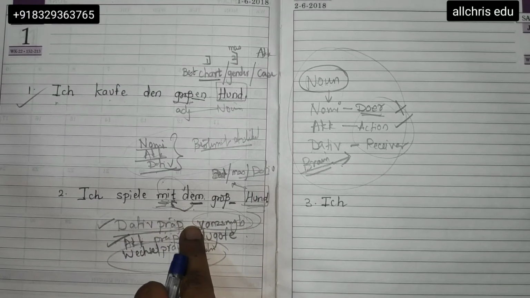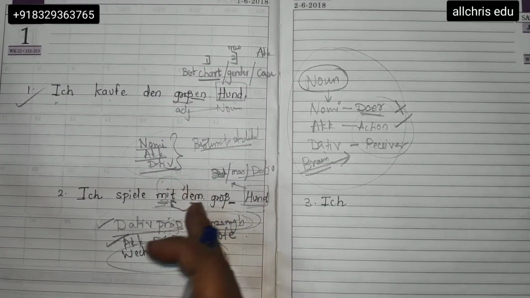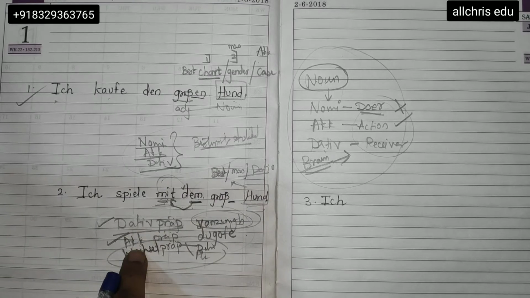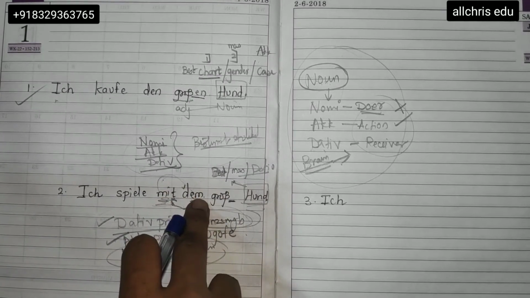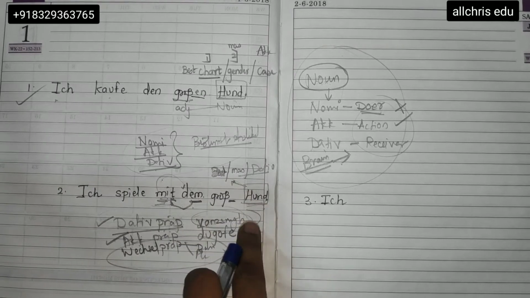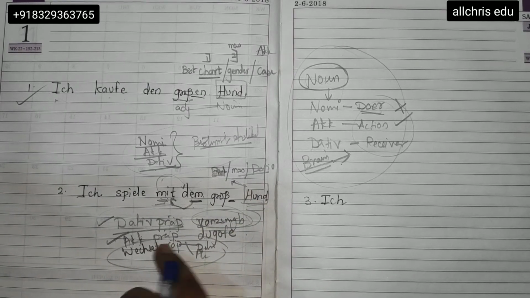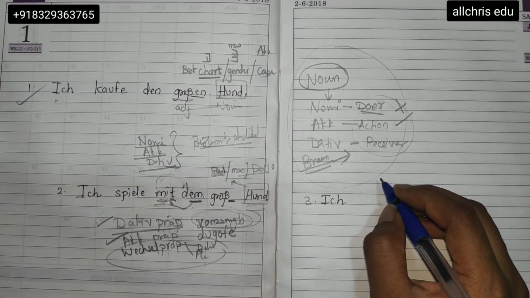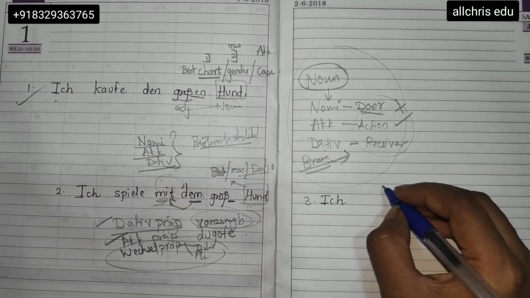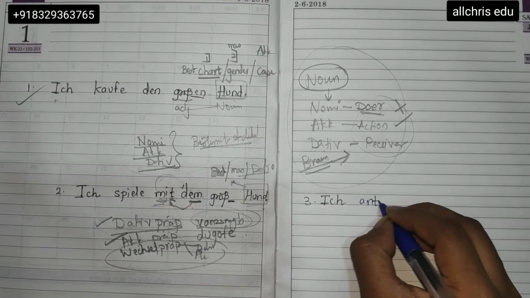If the preposition is dative, the next article will be dative and so the noun. And if the preposition is accusative, all the articles after that will be accusative and so the noun. In the same way, the wechsel preposition I also told you. Now the third concept, students, looks something like this, like Ich antworte.